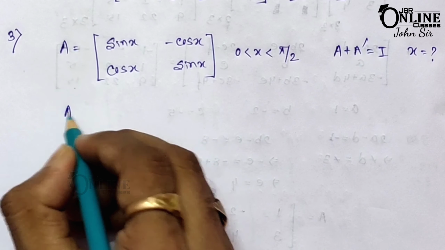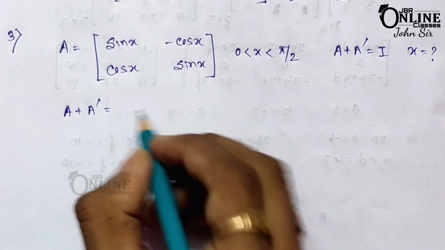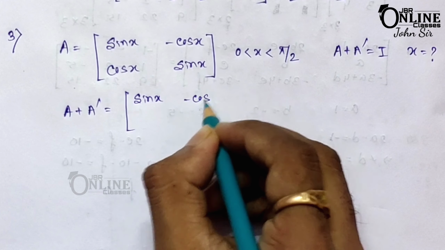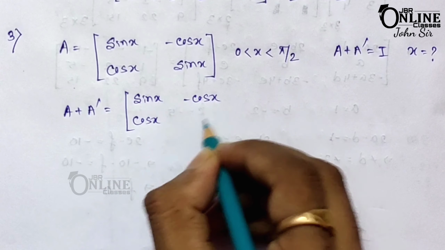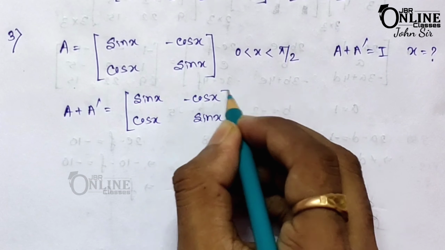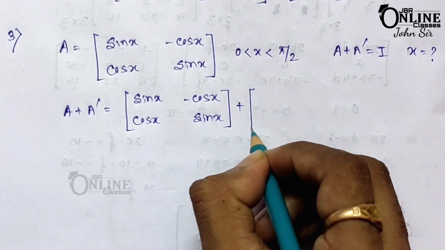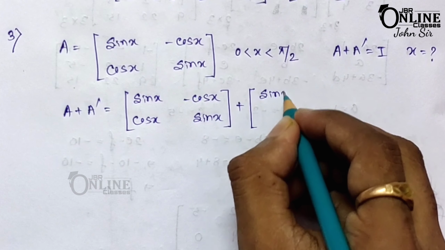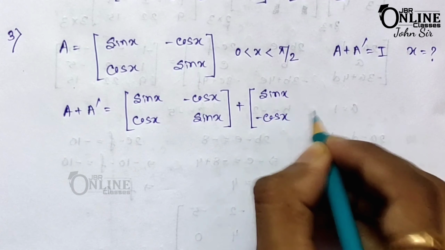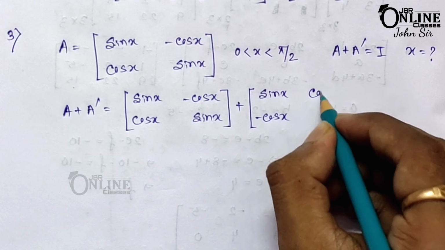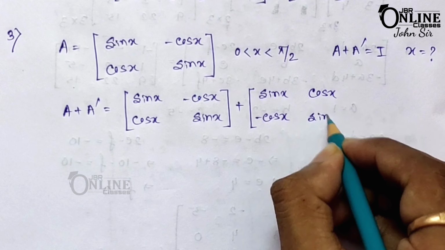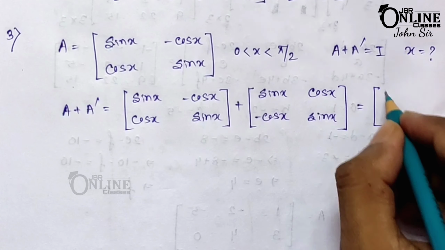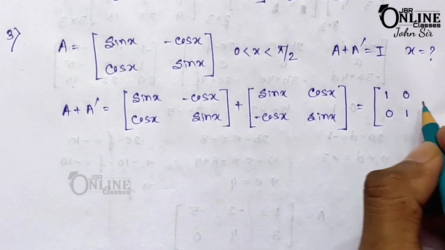So as here A plus A dash, that means A transpose, you can write down the matrix A as sin x, minus cos x in the first row, cos x, sin x in the second row, then addition with A transpose. So sin x, minus cos x becomes a column now, and cos x, sin x becomes the second column, that is A transpose, and that equals the identity I, meaning 1, 0, 0, 1.